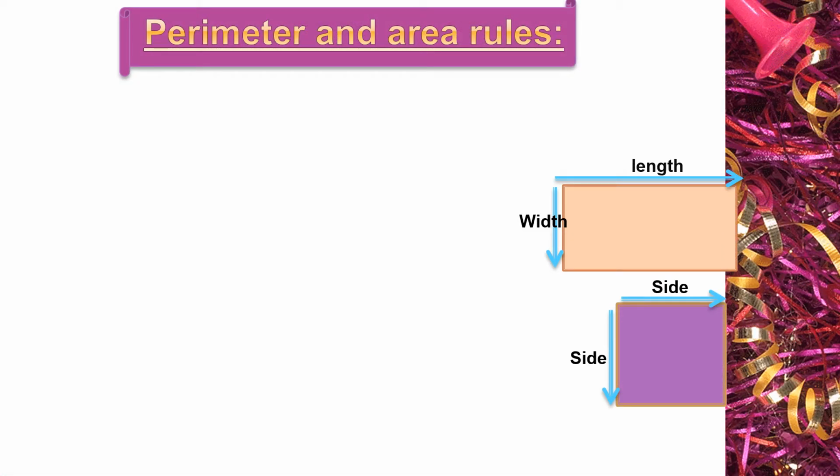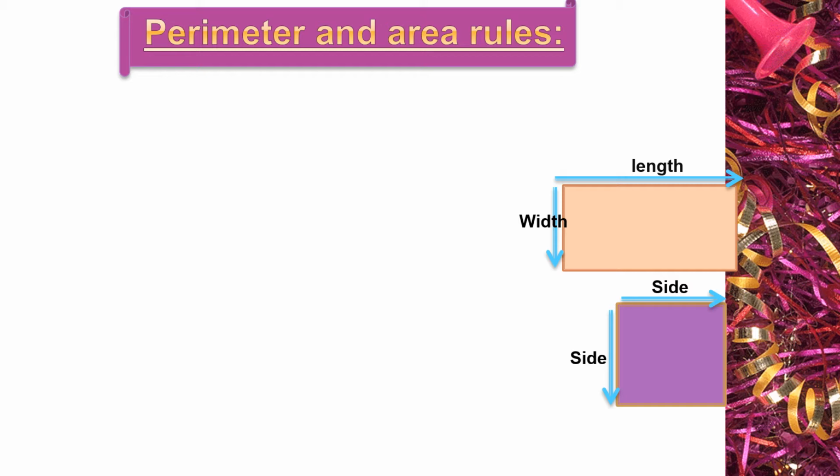Let's revise together perimeter and area. We studied them in the first term, but we will revise again on them. Here we have a rectangle and here we have a square. In a rectangle, we have two long sides and two short sides.